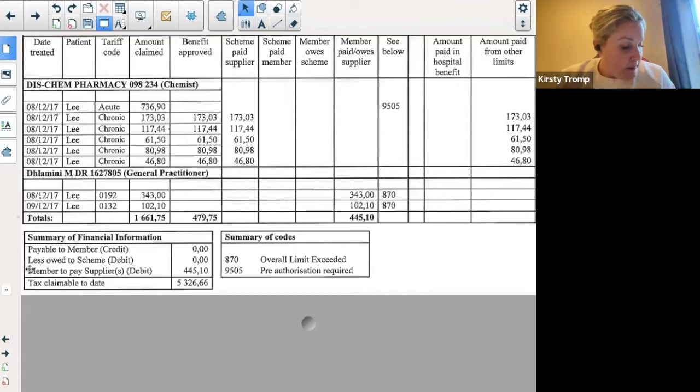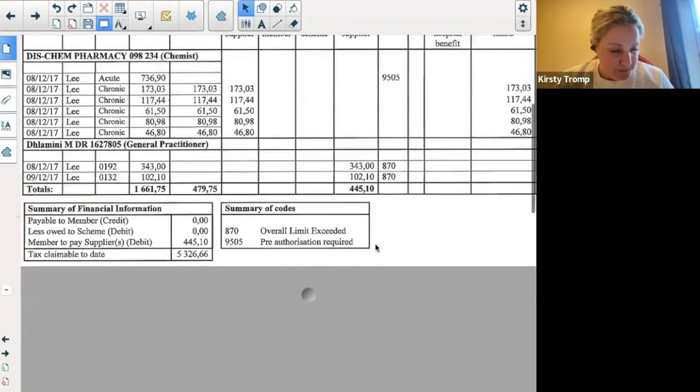And finally, how much does the member, so Lee's mom, Mrs. Chan, how much does she need to pay the supplier? So it's these two amounts here, which they added up nicely for us. It's that amount over there. It says tax claimable to date. So how much can I claim from tax? And they've totaled it for us.